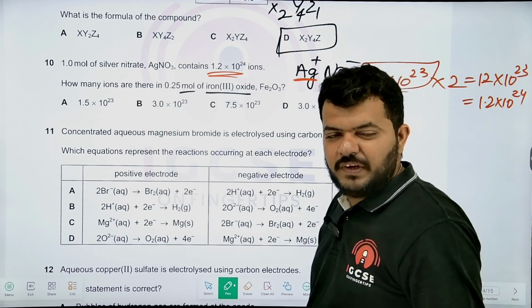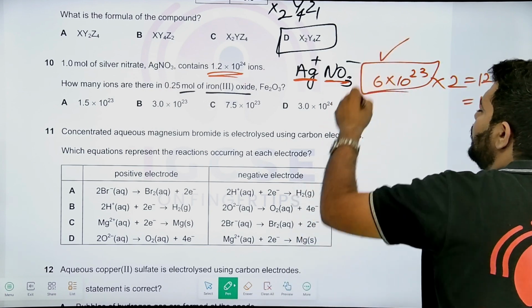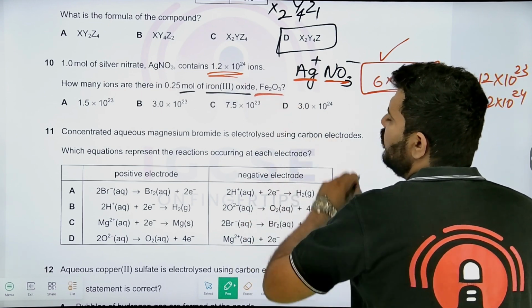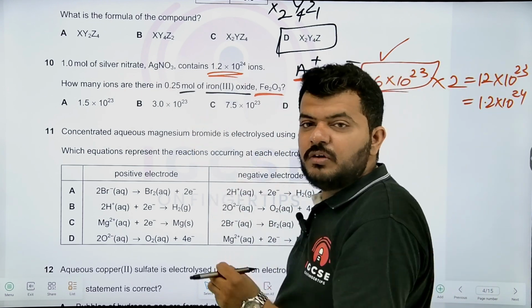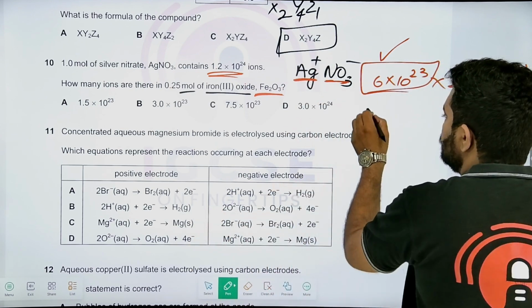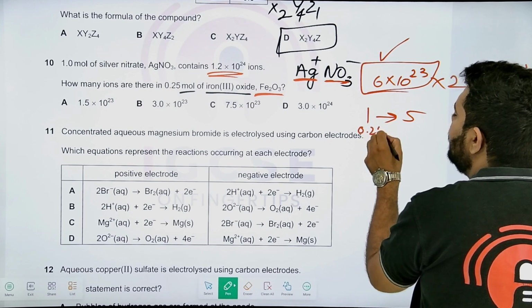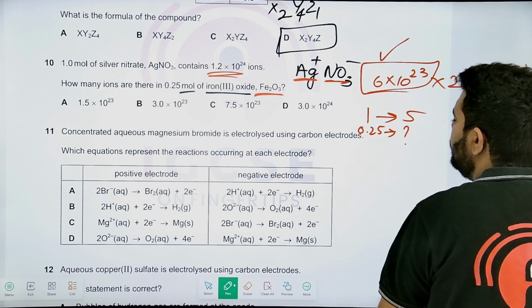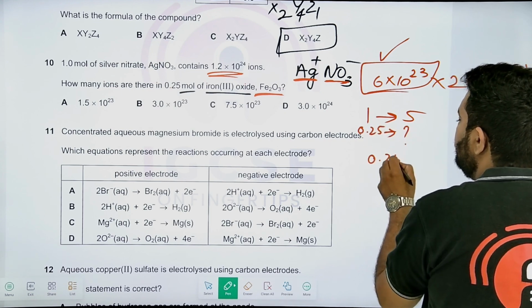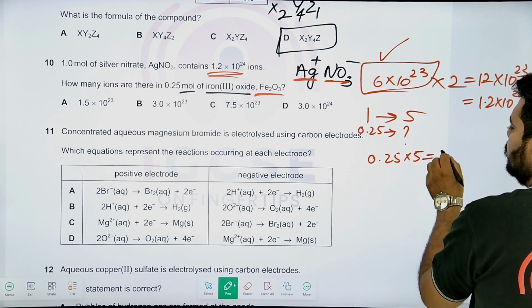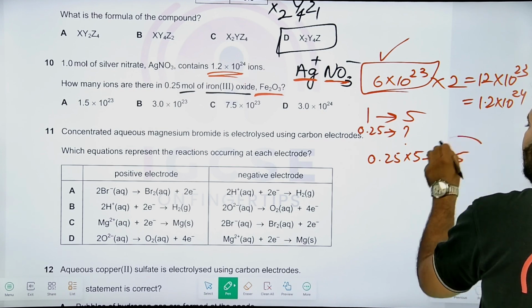So there is that one method where you remember the Avogadro's constant and then you think about it, that for each mole of iron oxide there are 5 ions. So 1 mole has 5 ions. 0.25 moles have how many? So it's 0.25 into 5. So it has 1.25 ions, right?